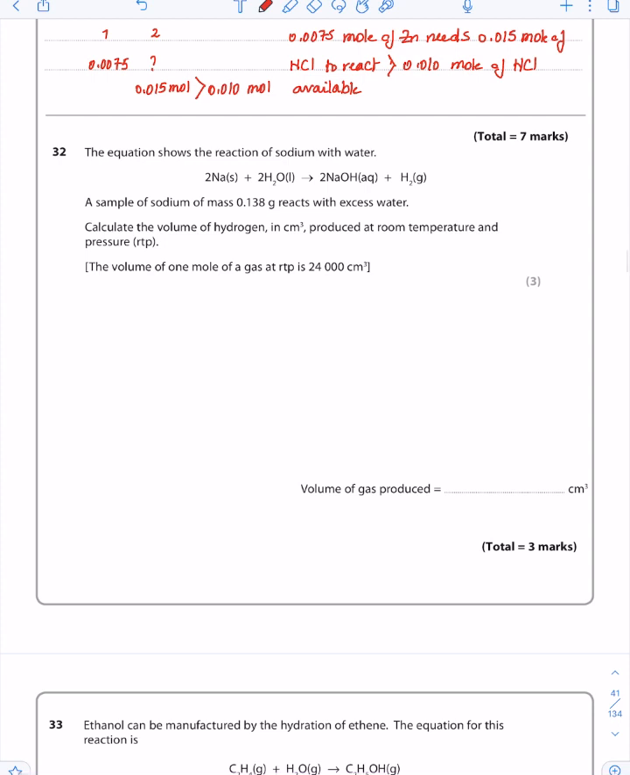Question 32. The equation shows the reaction of sodium with water: 2Na plus 2H2O gives 2NaOH plus H2. A sample of sodium has a mass of 0.138 gram. It reacts with excess water. Calculate the volume of hydrogen gas in cubic centimeters produced at room temperature and pressure. The volume of 1 mole of gas is equal to 24,000.